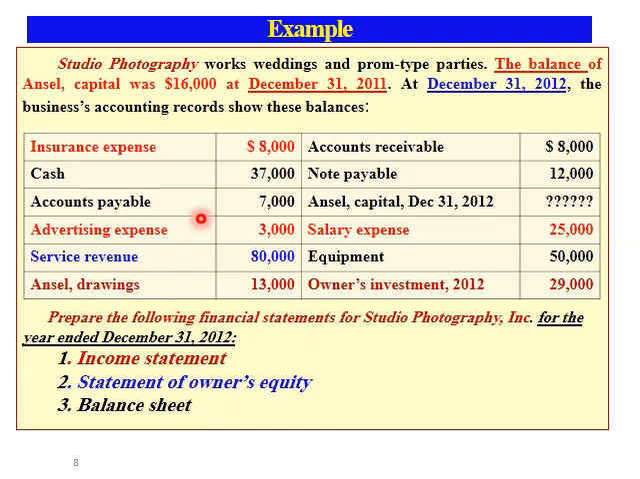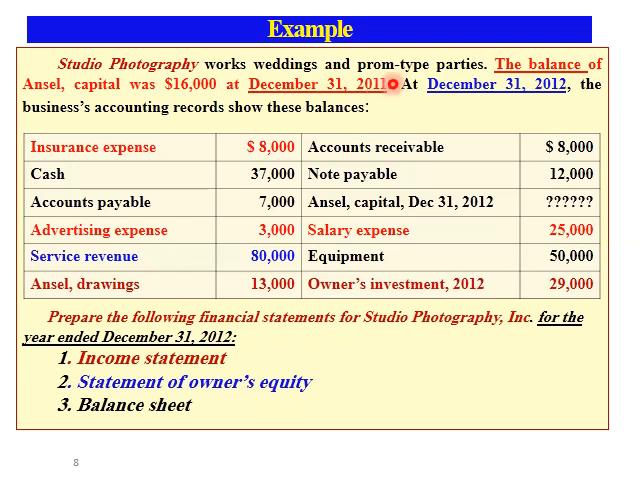Let's see. Studio Photography works on wedding and prom types of parties. Ansel is the owner of the business. Ansel's capital was 16,000 at December 31st, 2011. Realize that he needs financial statements at the end of December 31st, 2012. But he gave me the capital at December 31st, 2011. Yes, it is the end of 2011, so it is the beginning of 2012. The ending of December 31st, 2011 is the same number as January 1st, 2012.